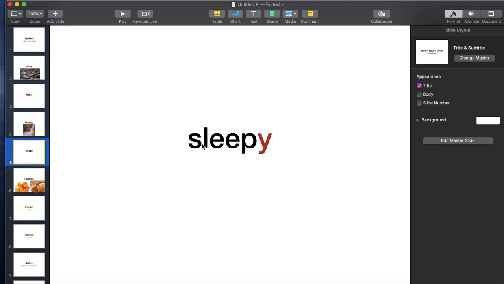Sleepy. Now the base word here is sleep. I added the suffix y so it became sleepy, like a sleepy boy or a sleepy girl. You look sleepy. You didn't sleep. So we added the suffix y and it changed its meaning.